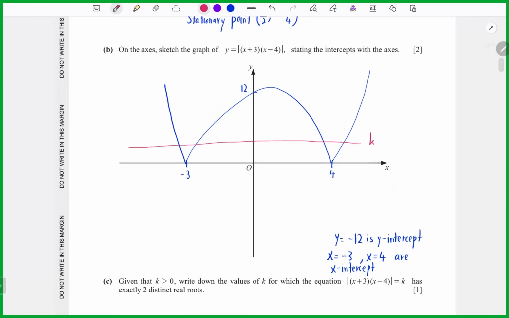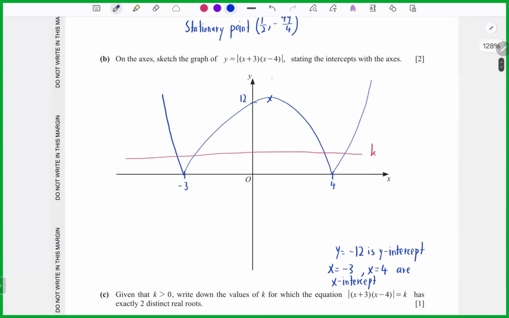And then here is your maximum point, right? So (1 over 2, 49 over 4). So your k is more than 0, but it's less than 49 over 4, so you can label here 0 and 49 over 4. Now you can see here there are 4 distinct points, right? So we don't take this part.